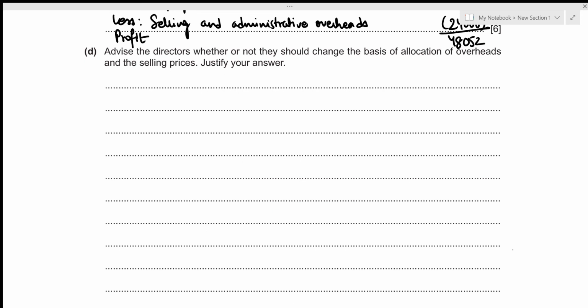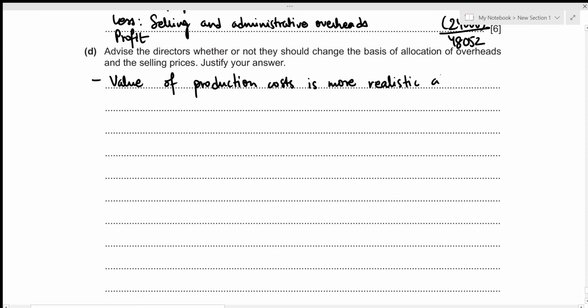So obviously, if we take the level of activity into account, the value of production cost will be more realistic. Let's write it down. Value of production costs is more realistic after taking level of activity into account.